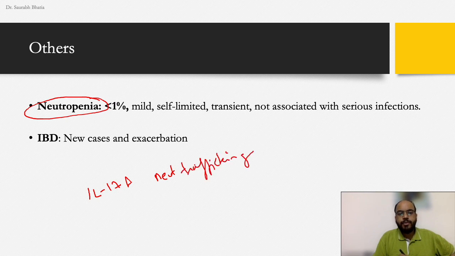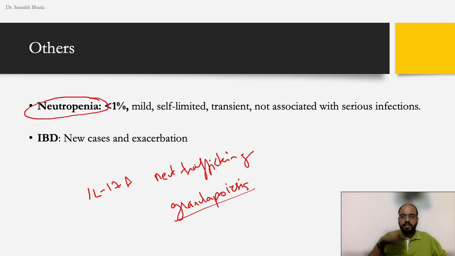So movement of neutrophils from bone marrow to blood vessels also requires interleukin 17 signaling, and interleukin 17A is also required for granulopoiesis. So what is granulopoiesis? That means manufacturing of more granulocytes. So that is why when we block interleukin 17, more neutrophils are not made, more neutrophils are not transported from bone marrow into the blood, and that is why you have neutropenia.